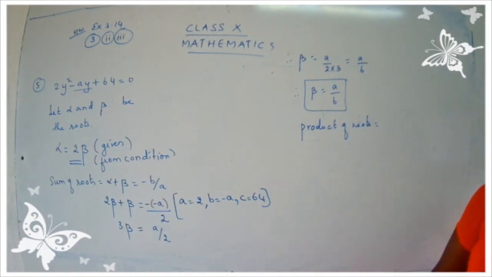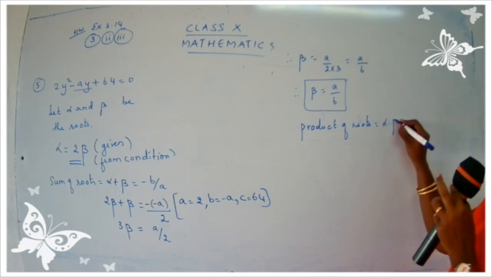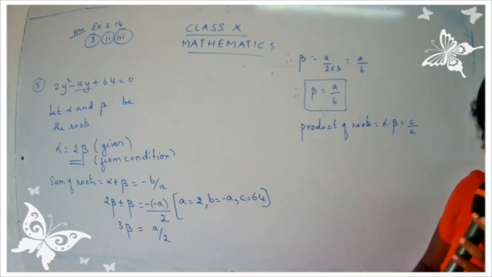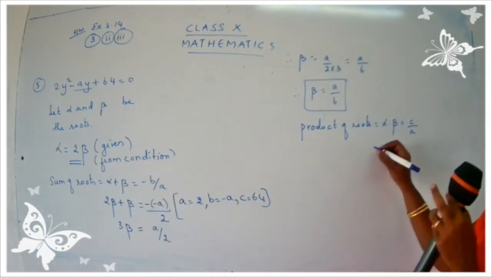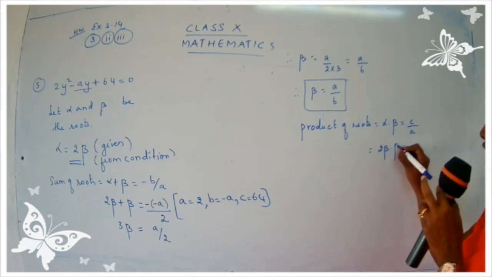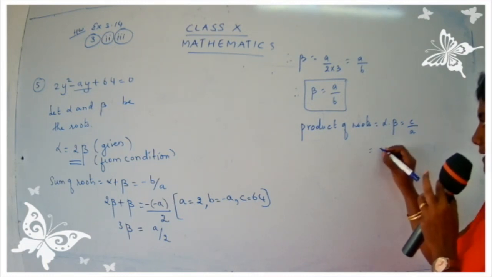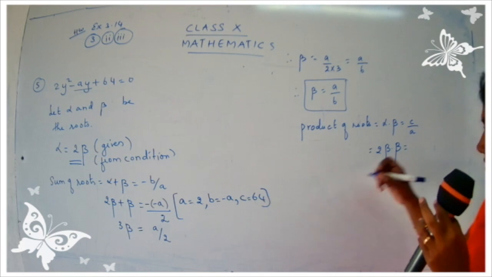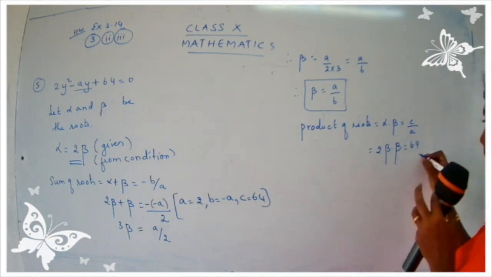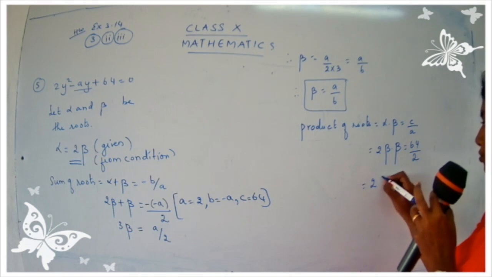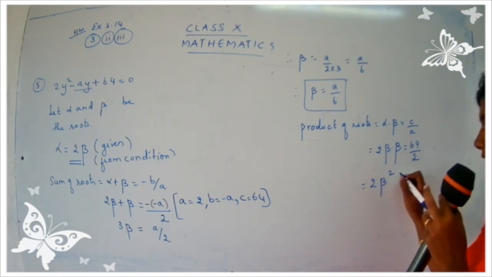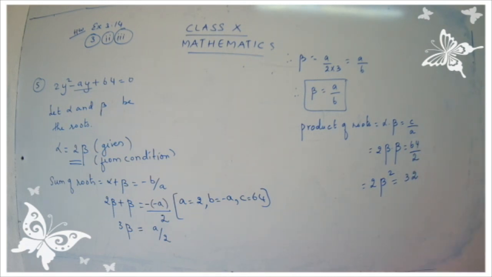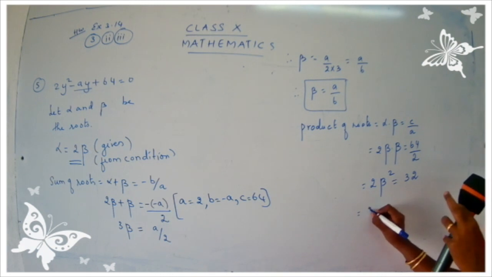What is the formula for product of roots? Alpha into beta. What is the formula? C upon A. I know the value for alpha. What is alpha, children? 2 beta. 2 beta into beta. I'll write a little bigger. So 2 beta into beta is equal to C upon A, 64 upon 2. So 2 beta square. Beta into beta. Beta square is equal to 32. Half of 64? 32.